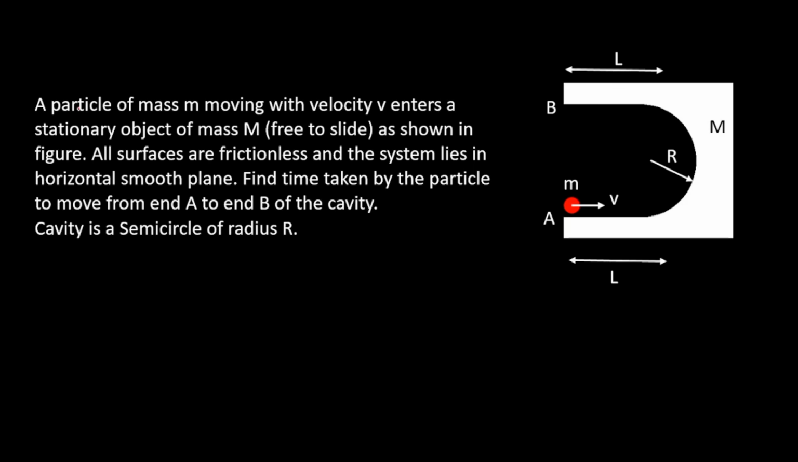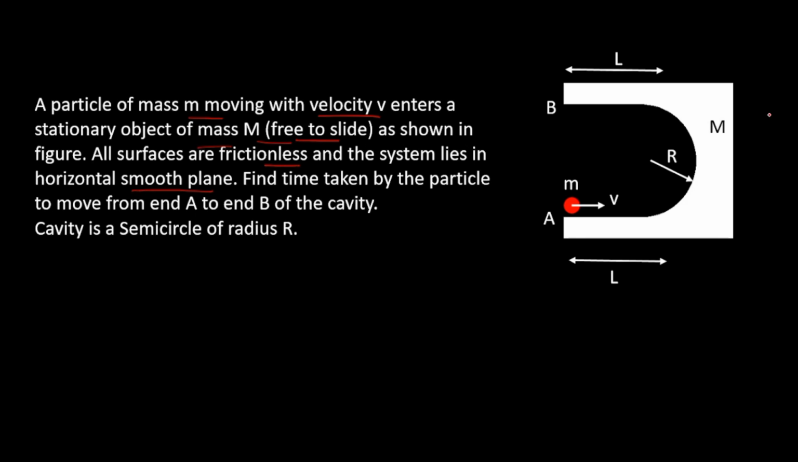So the question is that a particle of mass m is moving with a velocity v and it enters a stationary object of mass capital M which is free to slide as shown in the figure. All the surfaces are frictionless and the system lies in a horizontal smooth plane.